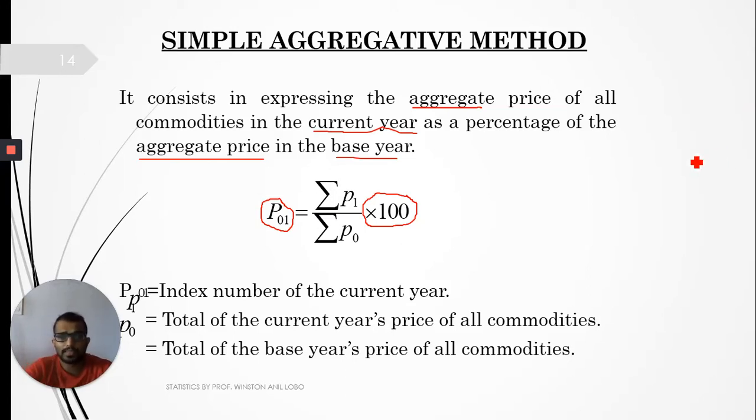So students, simple aggregative method is pretty simple, right? Total of the current year price by total of the base year price, summation P1 by summation P0 into 100. If in case you want to write this formula, students, please pause the video and write down the formula. And in case you have finished, let us move further and look into one example sum.